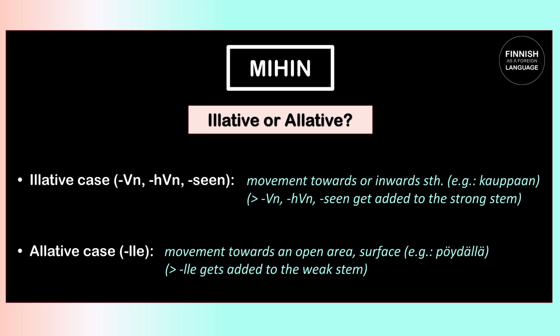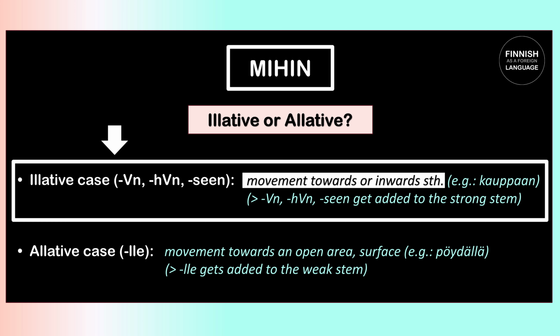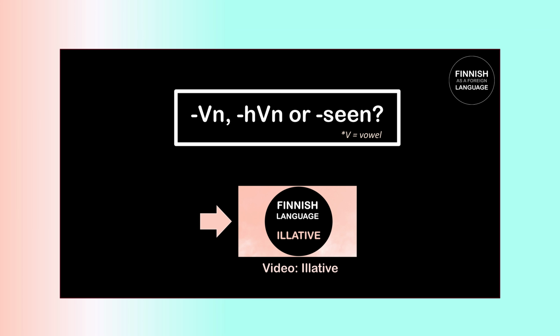Now, as just mentioned before, when we get a mihin question, we can answer with the illative case when we are moving towards or inwards a building. Now, the thing is, the illative case can take 3 different endings. These are either vowel N, H vowel N, or the seen ending, which we have to add to the strong stem of our word. So before we carry on with the Mihin examples, let's take a quick look at how to form the illative case, because this one works a bit different than the other cases.